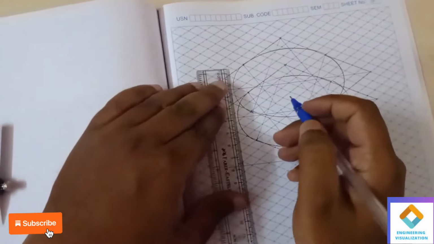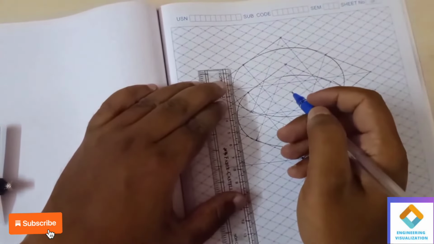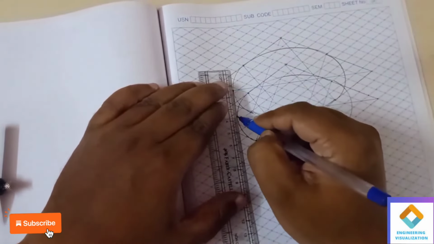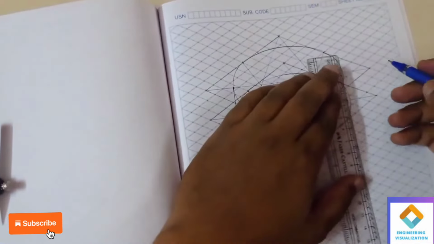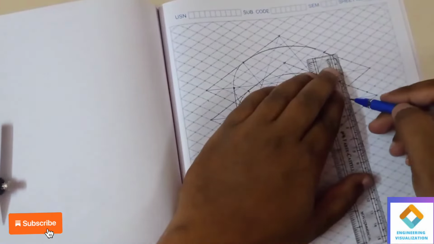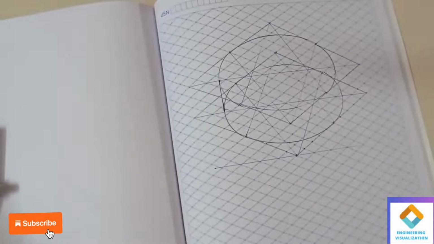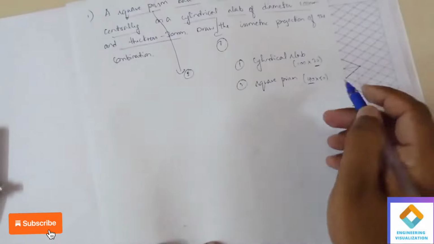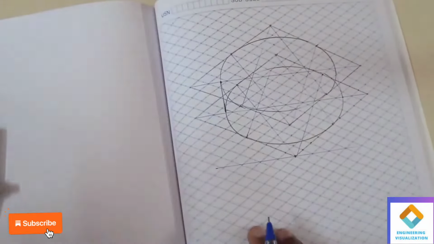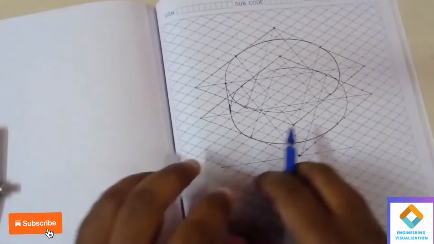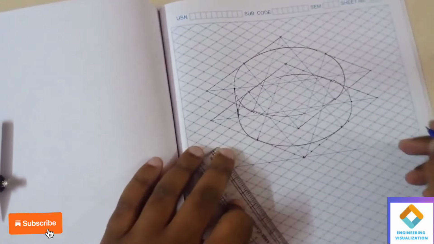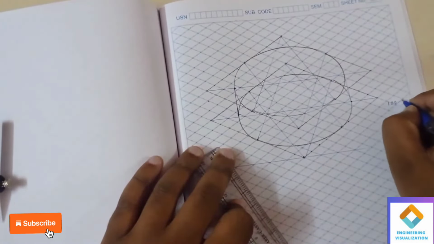Now we are going to join these points vertically with a straight line. That completes the cylindrical slab. Now above it we have to place the square prism, which has a base side of 40 and axis length 50. So we have to go for the subtraction of box method here.